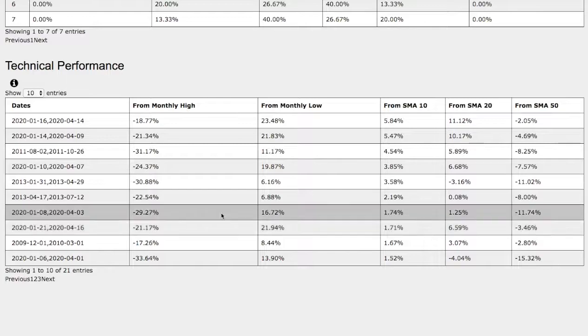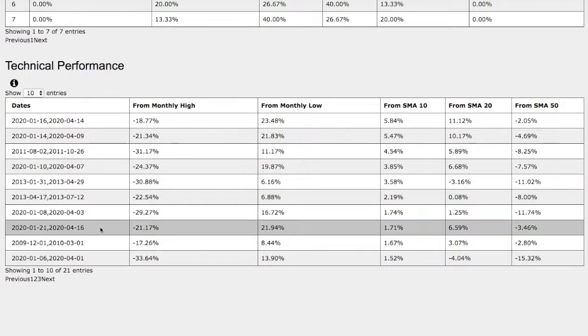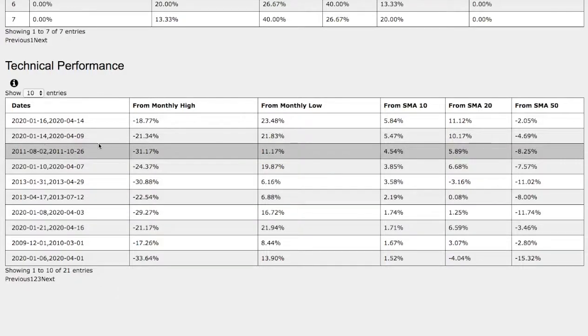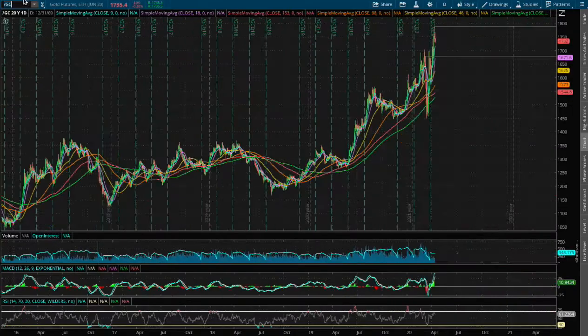Compare that to the trend that we just examined, August 2nd to October 26, 2011. It was down 31% from monthly high, up 11% from monthly low, up 4.5% from the 10 simple moving average, up 6% from the 20 simple moving average, and down 8% from the 50 simple moving average. The technical performance is somewhat similar to the trend that we just examined. So let's now review gold futures.